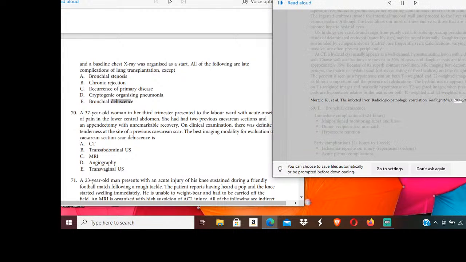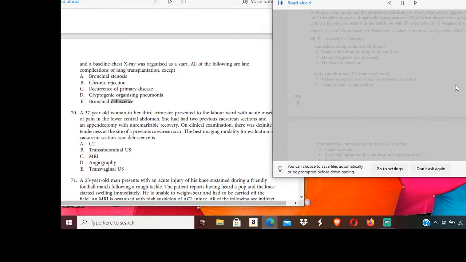Radiographics. 2004, 24:937-55. 69. E. Bronchial dehiscence. Immediate complications, 24 hours: malpositioned monitoring tubes and lines, donor-recipient size mismatch, hyperacute rejection. Early complications, 24 hours to 1 week: ischemia reperfusion injury, reperfusion edema, acute pleural complications.